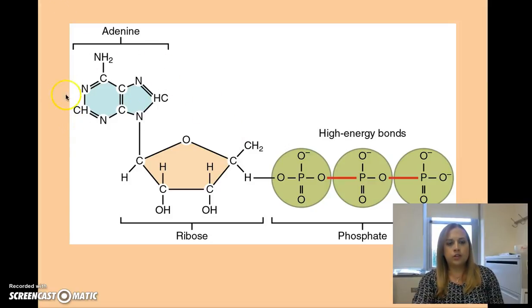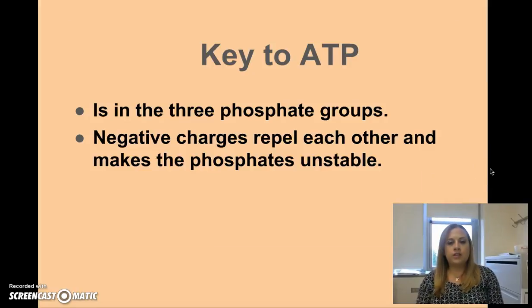So here's your nitrogenous base, the adenine up here, you can see it's got the nitrogens. You have a 5-carbon sugar, so 1, 2, 3, 4, 5, that is your ribose, and now you have 3 of these phosphate groups that are held together. What I want you to pay attention to is that each one has this negative charge, okay? And so that is actually the key to ATP and how it holds energy.